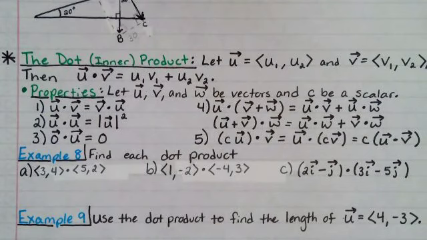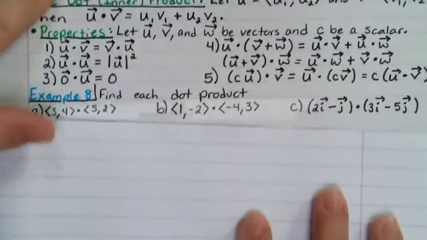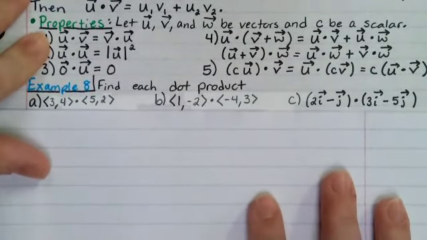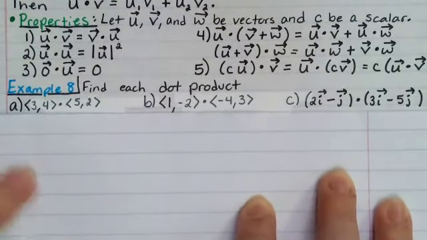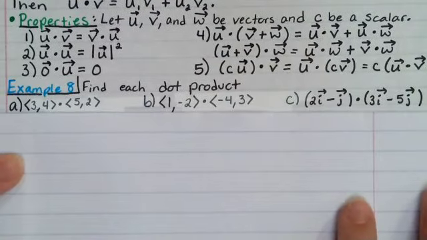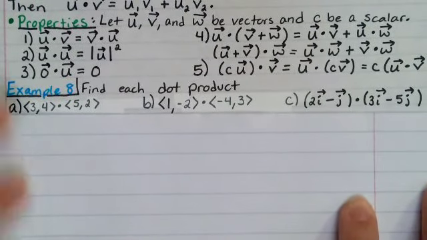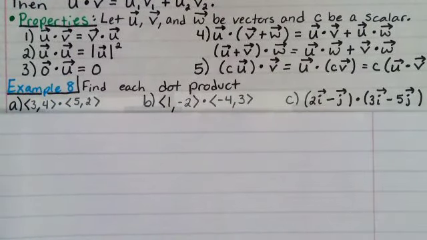Now you're going to see some other things here as we go through some examples. But those are some really big properties that we like to use to make the problems easier to solve. Okay, but really what I want to focus on for just a moment is getting the dot product in the first place. So that's what you're going to see in these examples.